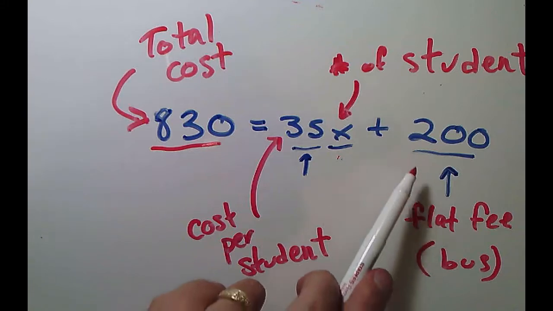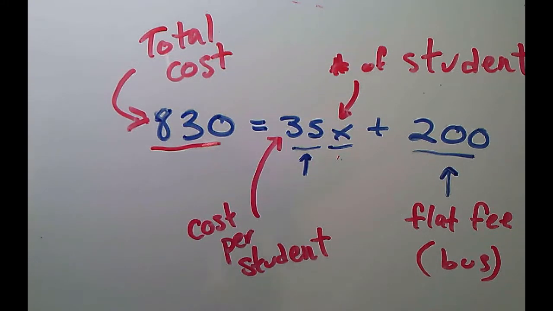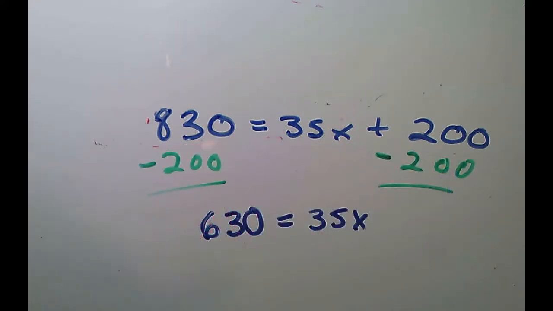First thing we'll need to do is take away 200 from both sides, and we end up with 630 equals 35x. Next, in order to find out what x equals, we'll have to undo the multiplication and divide both sides by 35. Now, there are many ways to do this, but I'm always in favor of using some type of mathematical reasoning. And here's my mathematical reasoning here.